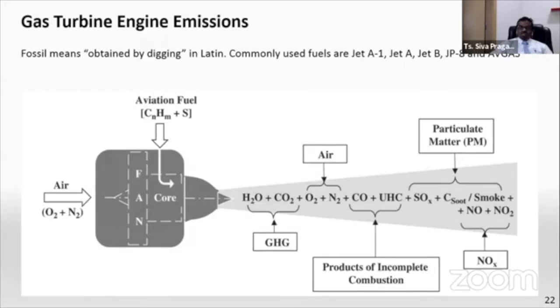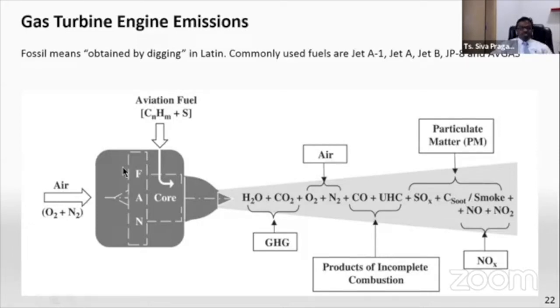Gas turbine engines, as you know, use Jet A1, Jet A, Jet B, JP8, F-gas, and many other types. Military aircraft use different types, but the most prominent are Jet A1 and Jet A. And as we know, we are still using what we call fossil fuel. Fossil itself means, in Latin, obtained by digging, right?